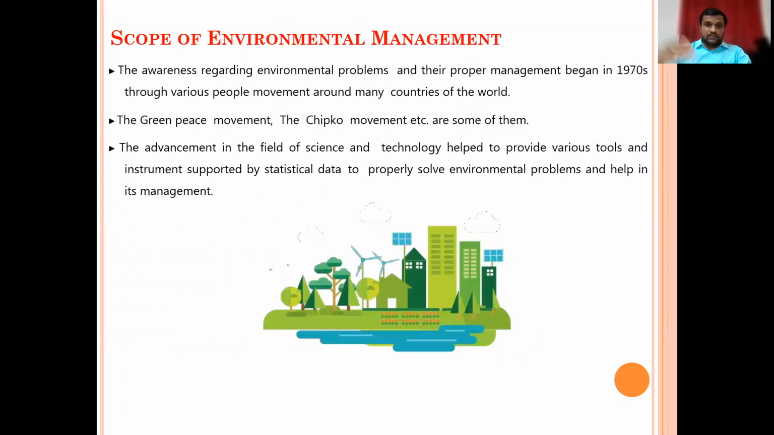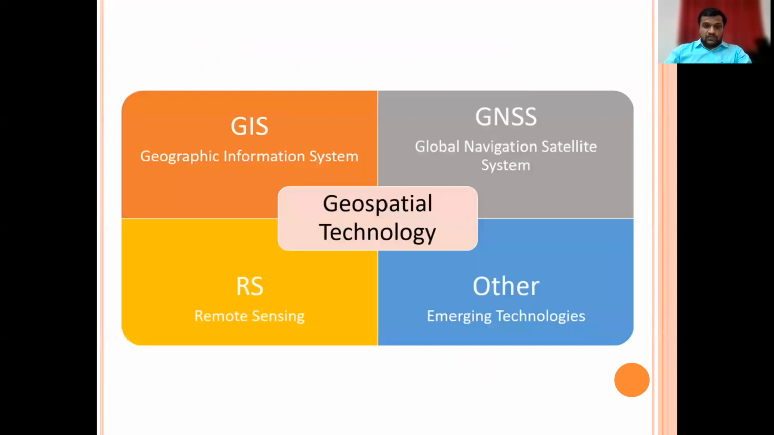Okay, so these are some of the scope of environmental management. Now I am going to discuss the application of RS and GIS and GNSS, that is Global Navigation Satellite System, and other emerging technologies. In combined way, we call all these technologies geospatial technology. Geospatial technology means the combination of remote sensing, GIS, GNSS, that we also call GPS, and other emerging technologies including LiDAR, hyperspectral, and other things.